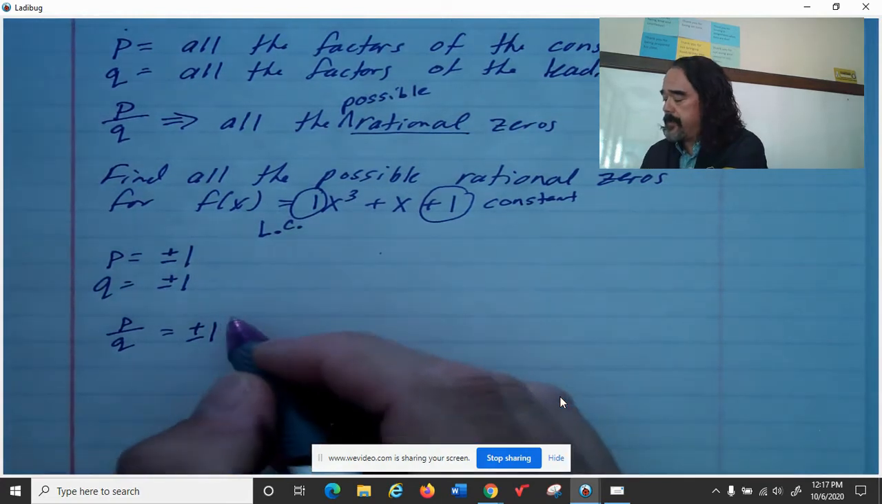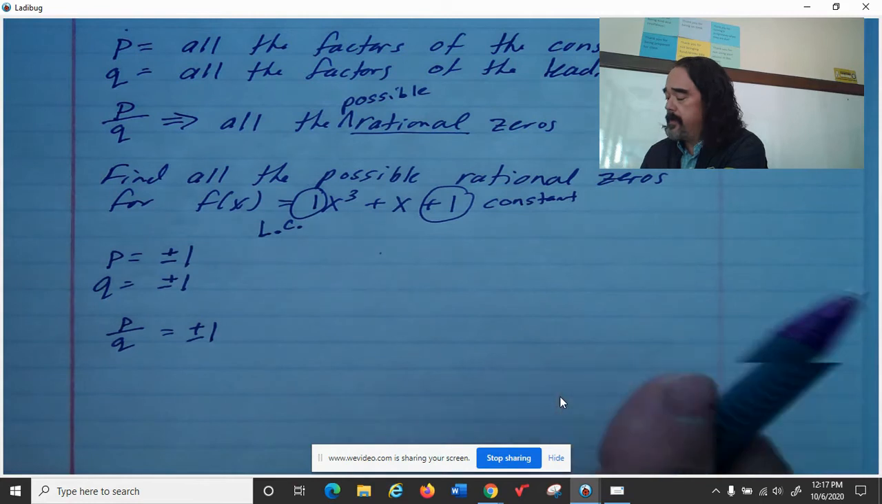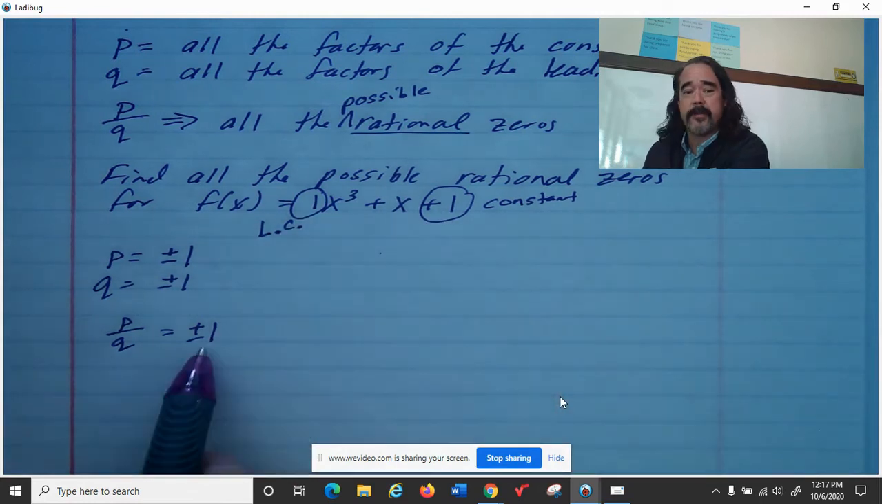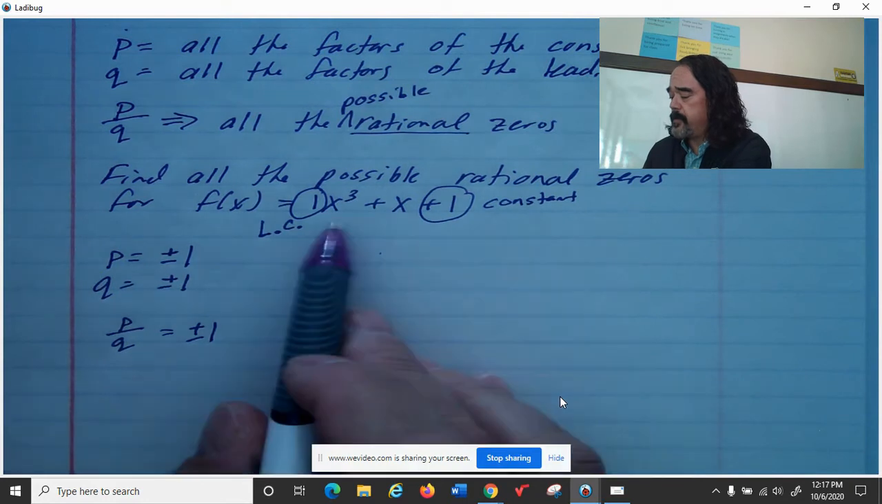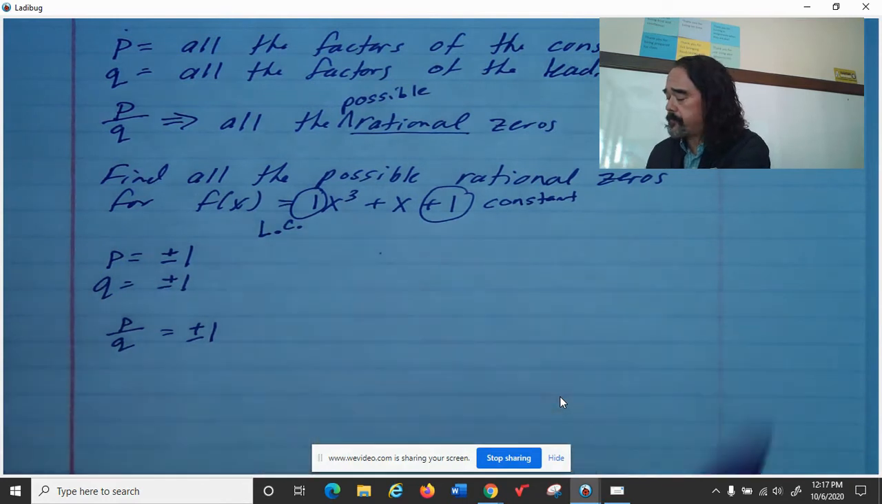Well, if there is a rational zero for this function, it's going to come from this list. It's either a positive 1 or a negative 1. Now I'm going to go ahead and tell you it's neither one. Okay, so there are no rational zeros for this function. There are other zeros that are irrational.